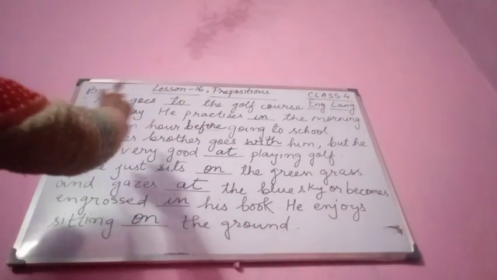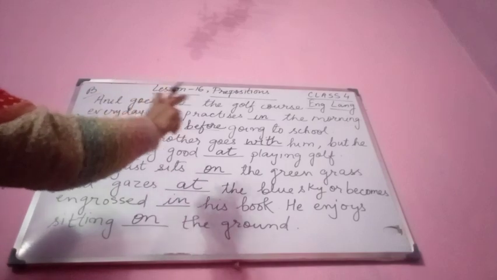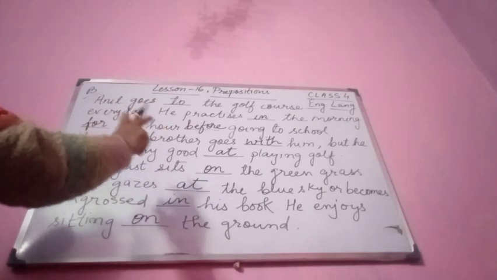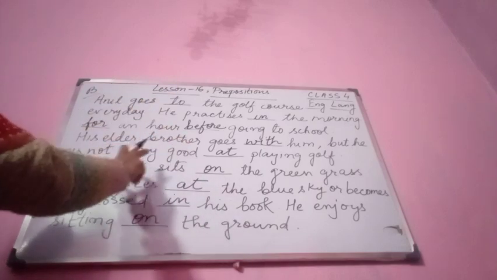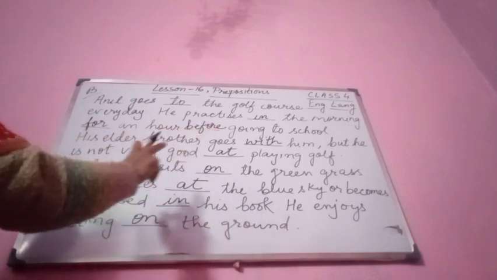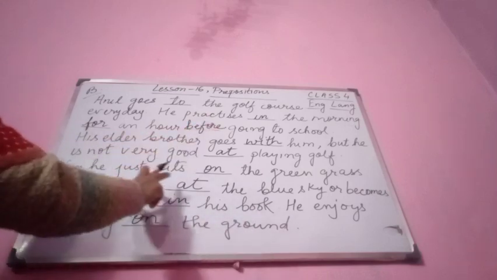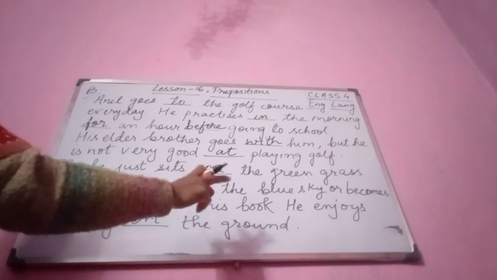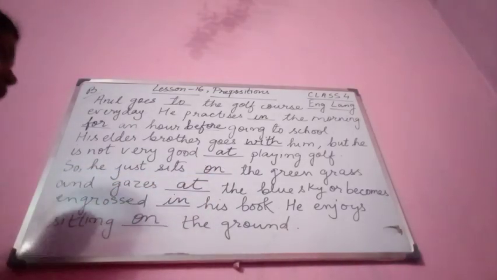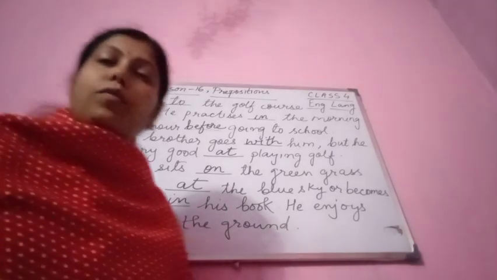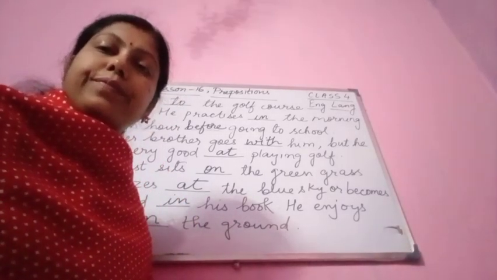Okay, you see this exercise once again. Anil goes to the golf course every day. He practices in the morning for an hour before going to school. His elder brother goes with him, but he is not very good at playing golf. So he just sits on the green grass and gazes at the blue sky or becomes engrossed in his book. He enjoys sitting on the ground. Okay, children, so we have done this, alright.